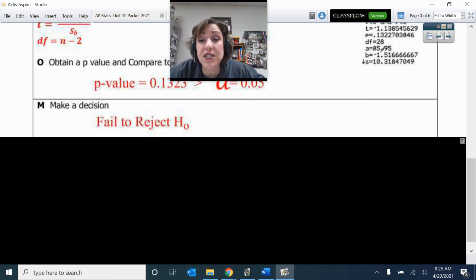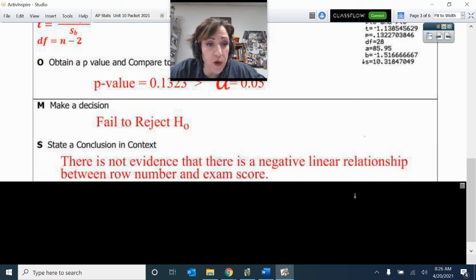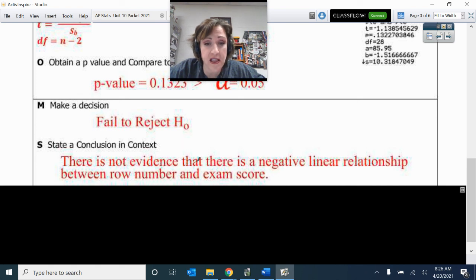That coincides with what I was kind of thinking. Remember on the previous page, we had a very weak negative linear relationship. Now, that is not the end-all be-all to determine if it's going to fail to reject or reject. It has to be done with the p-value. But this jives. This kind of makes sense to me that I'm going to fail to reject H0. So there is not evidence that there is a negative linear relationship between row number and exam score.